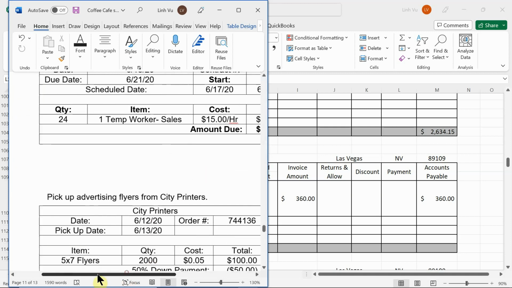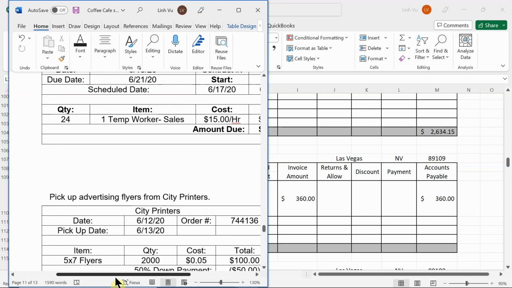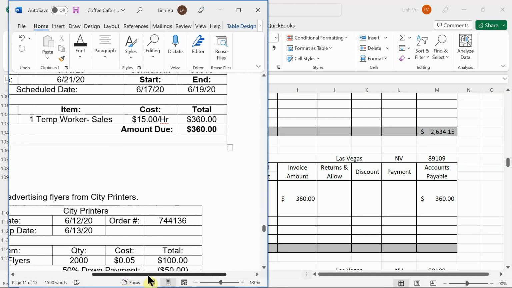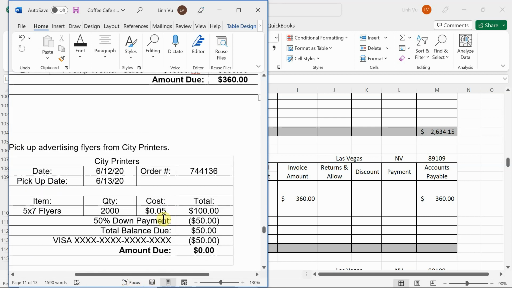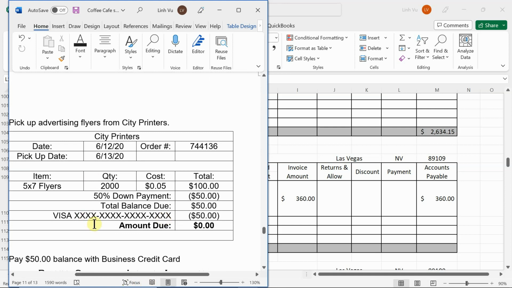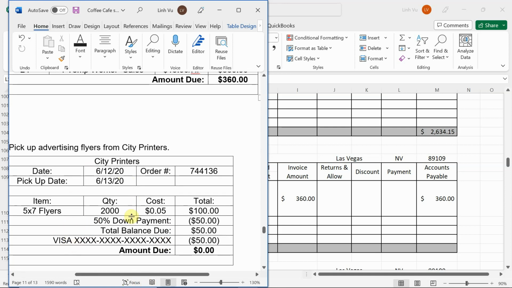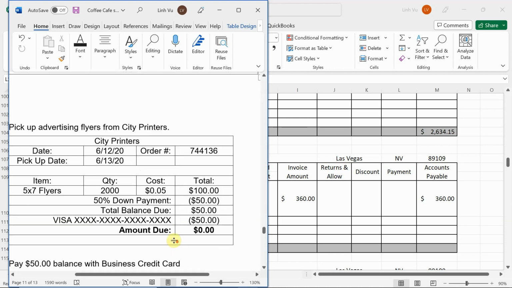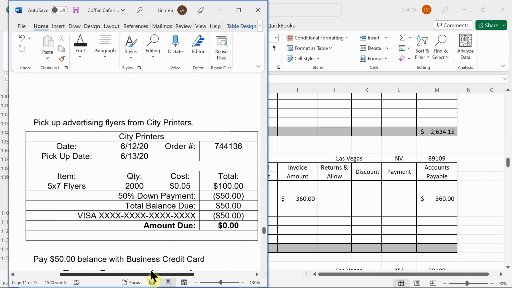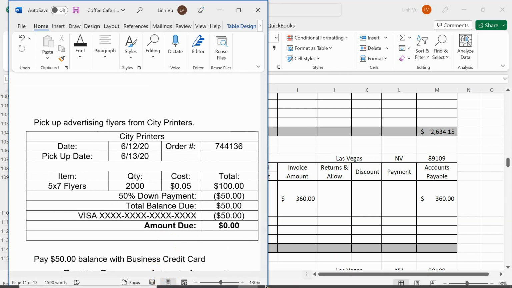So then on the 13th, we went to pick up the advertising flyers from City Printers, right? And this is what they sent me, saying, here's your order number. We agreed that you made your payment for $50, a 50% down payment, so your total remaining balance due is $50, and you used your business credit card to pay it and pick up those advertising flyers. So how do I record this transaction, where I'm paying upon picking up my flyers?